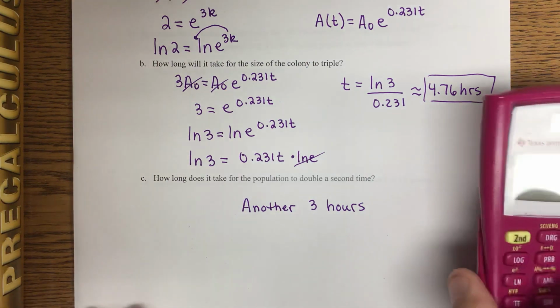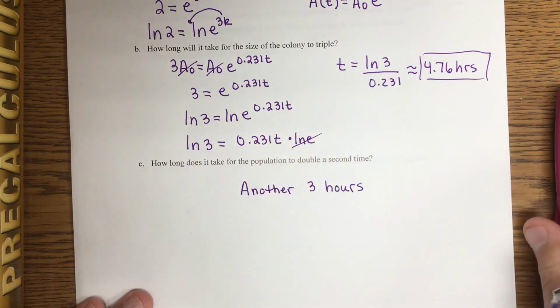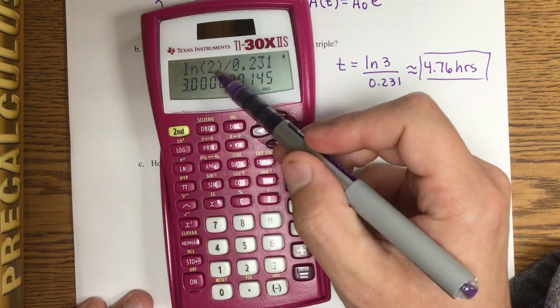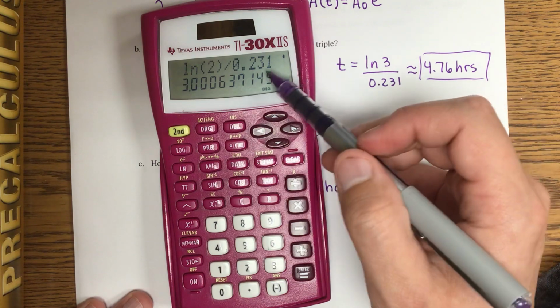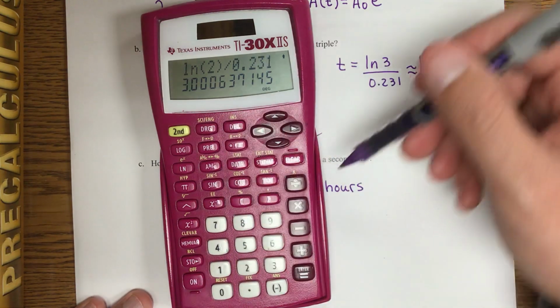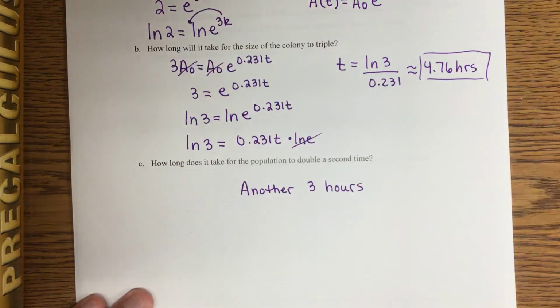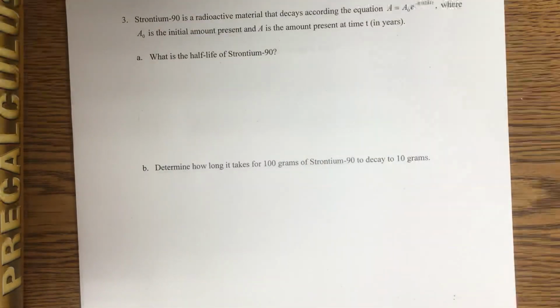So here's what I mean if you wanted to do it by hand. If I change this to a 2 instead of a 3, if I take the natural log of 2 divided by 0.231, notice you get 3 hours. So you could work that problem out again, or maybe use the information from part A. Let's go to the last page.